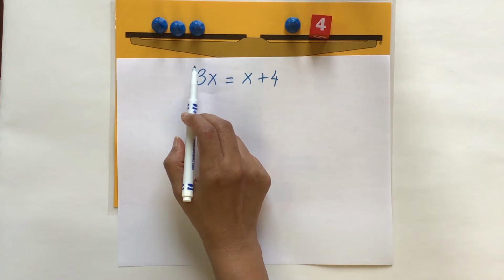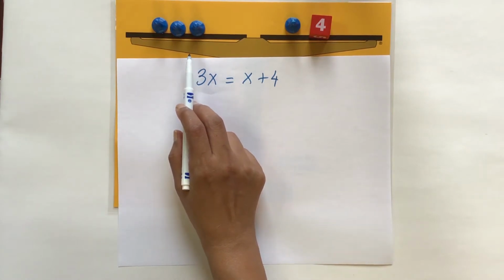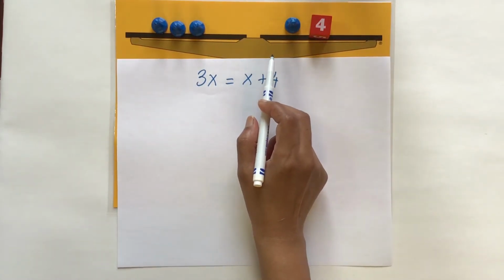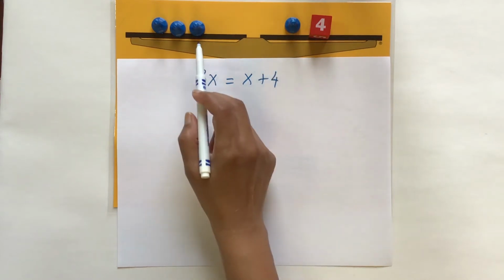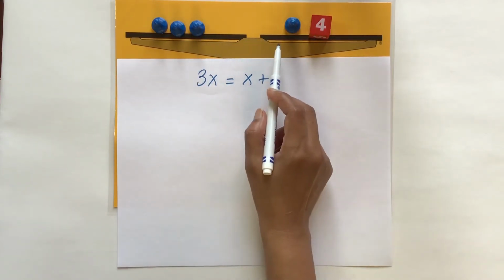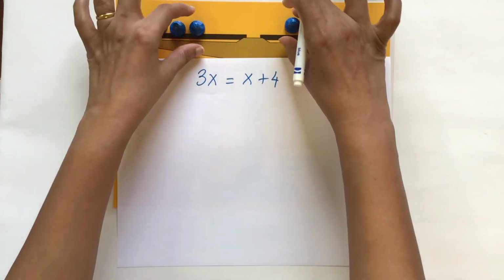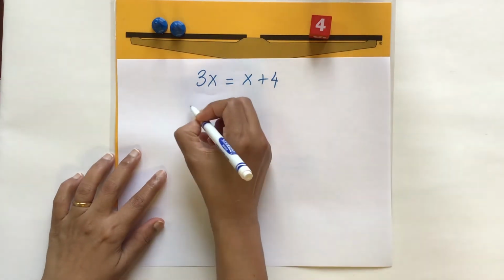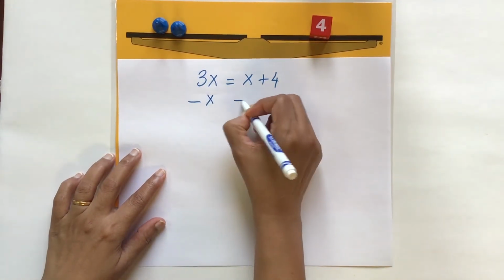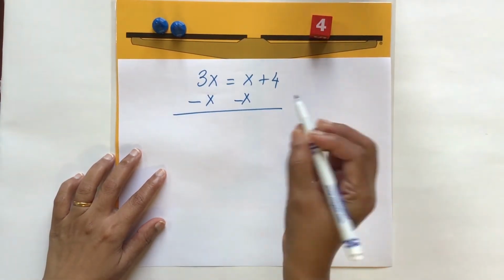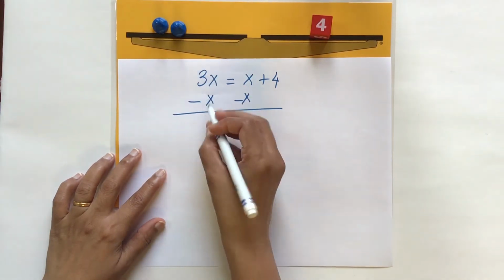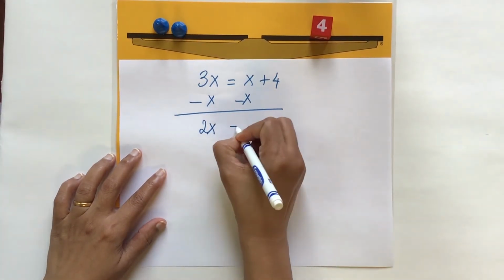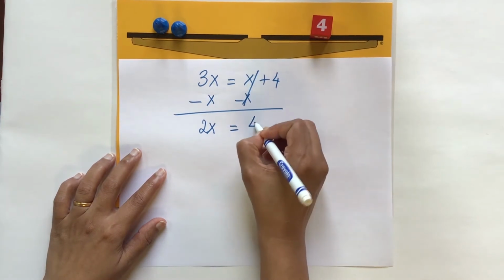Remember, in a balanced scale, what we do to one side of the equation, we need to do to the other side of the equation. Since I have a blue pawn on the left side and the right side, let me go ahead and remove it to balance it. I am going to subtract an x. So in this case, I am left with 2x on the left side and 4.